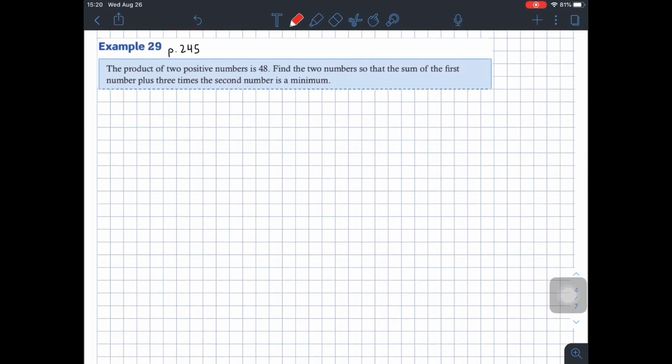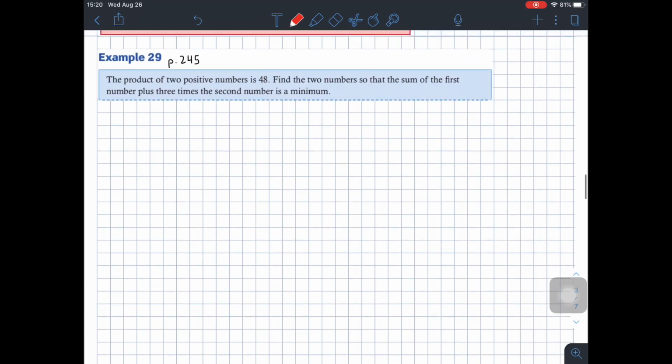Okay, so let's see some examples in order to visualize how this concept of optimization works. It says, the product of 2 positive numbers is 48. Find the 2 numbers so that the sum of the first number plus 3 times the second number is a minimum. Okay, so for every optimization problem, we have, first of all, an objective. In this case, the objective is to minimize the sum of the first number plus 3 times the second number. Okay, that's our objective. And for every problem, we will have a constraint. A constraint means a condition that needs to be fulfilled in our problem. In this case, the condition or constraint is that the product of the 2 positive numbers must be equal to 48.